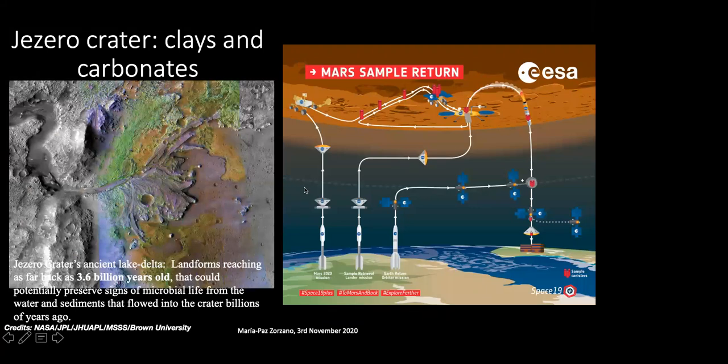Here you have an overview of Jezero Crater, the place where we are landing the Mars 2020 rover. It looks very habitable to our bare eyes because it looks like the delta of a river.